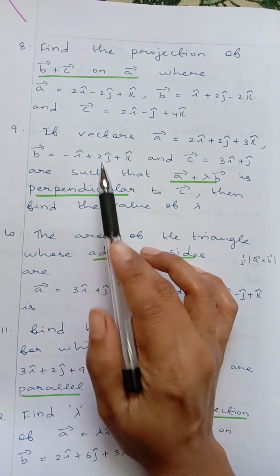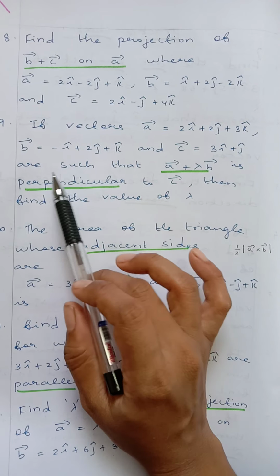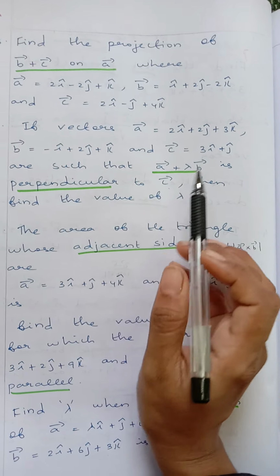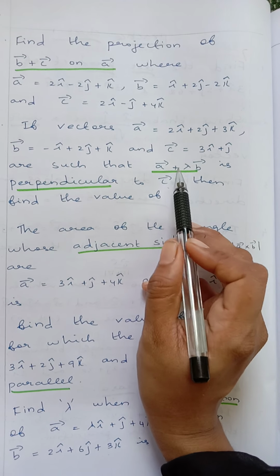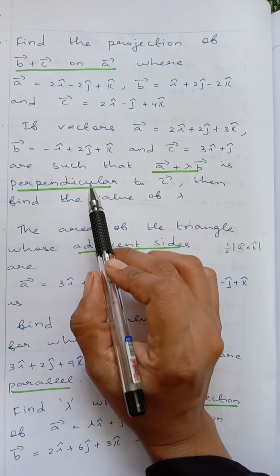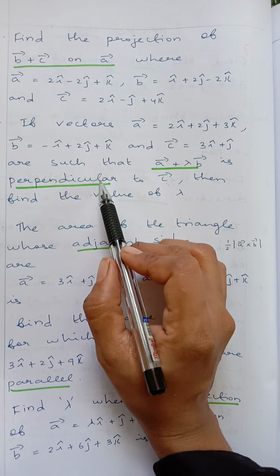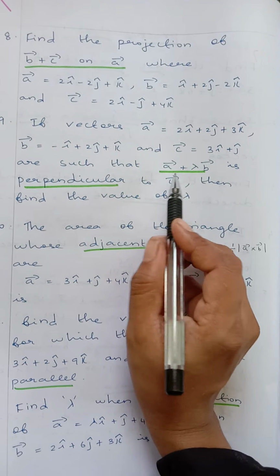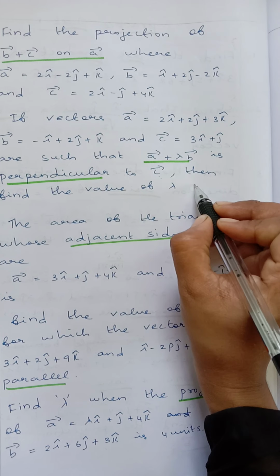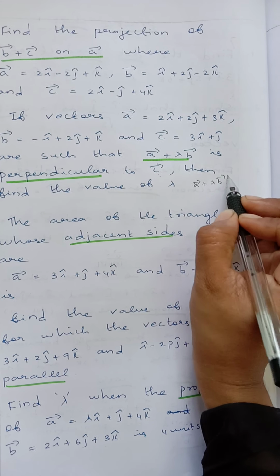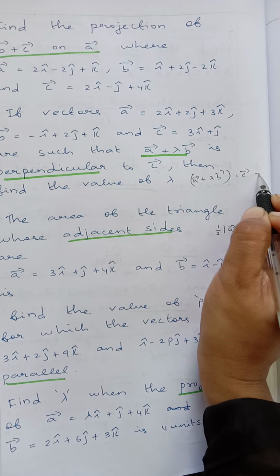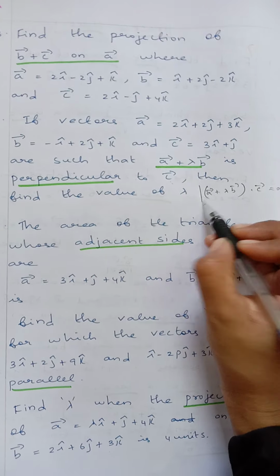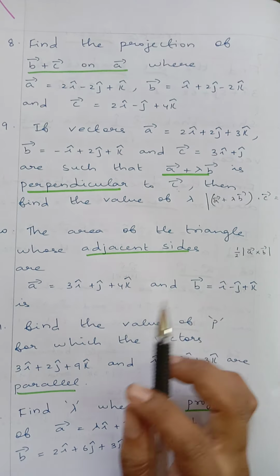The ninth question: if the vectors a, b, c are such that a plus lambda b is perpendicular to c, first you should find vector a plus lambda b. You should find the dot product with c because it is given it is perpendicular to c vector. Since it is perpendicular, the dot product must be equal to 0. That is (a plus lambda b) dot c equal to 0. By using this condition, you can find the value of lambda.